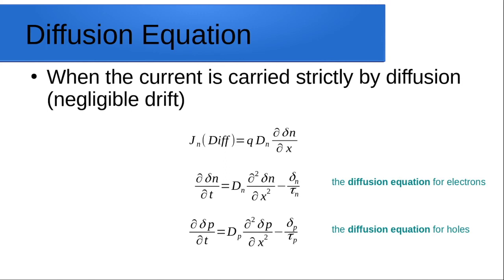Though we discussed diffusion in our previous lecture, we were not able to write an equation called the diffusion equation. Though we had written Jn in diffusion, we were also considering the drift current. Now, when the current is carried strictly by diffusion, we neglect the drift. Then Jn of diffusion is equal to q Dn dou by dou x of delta n.